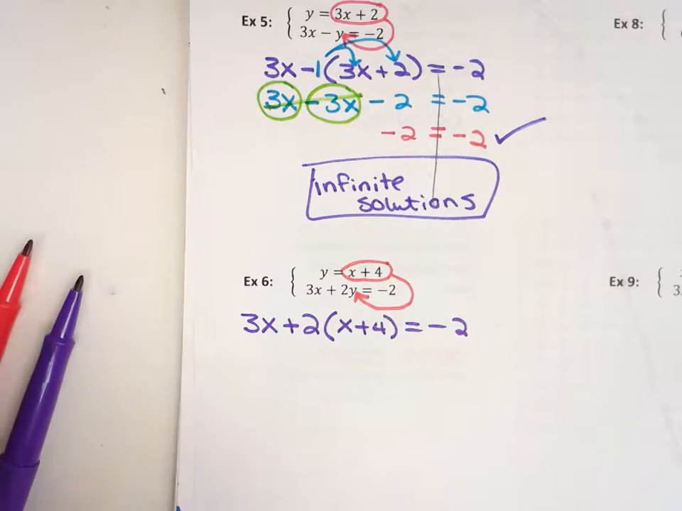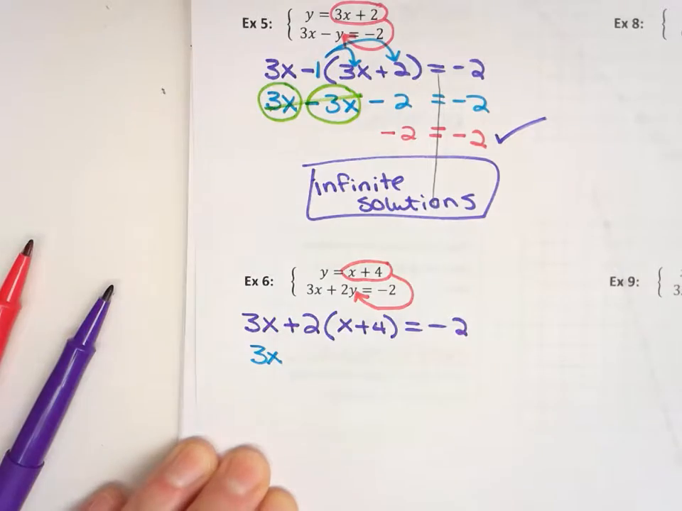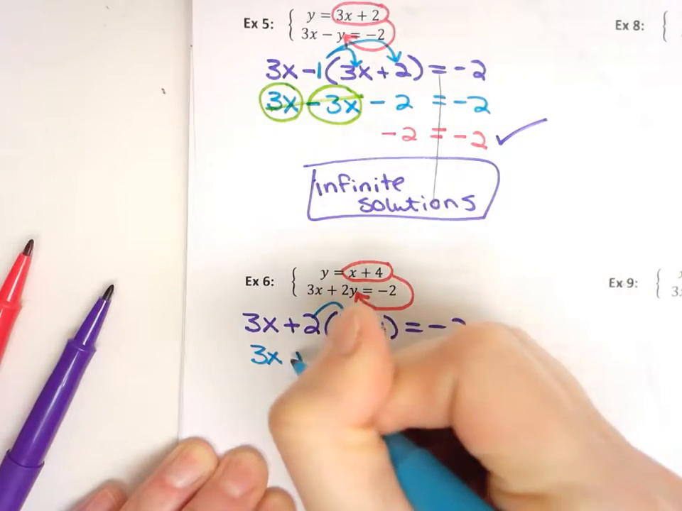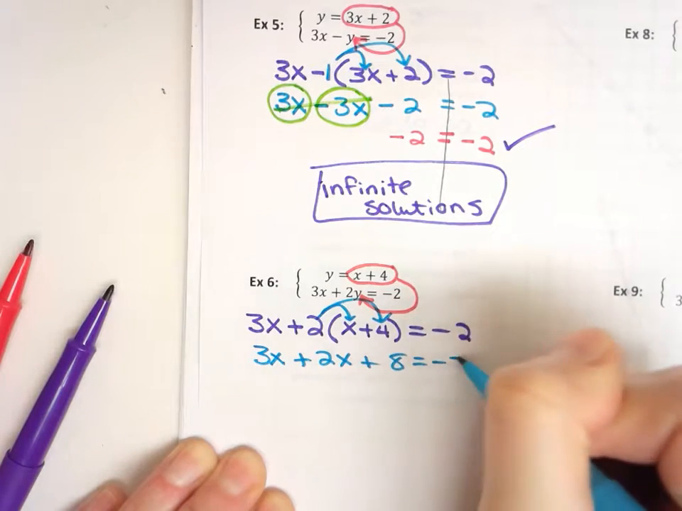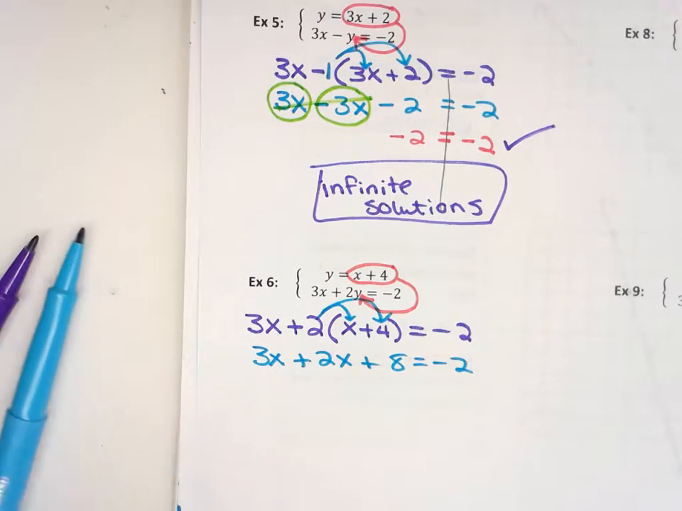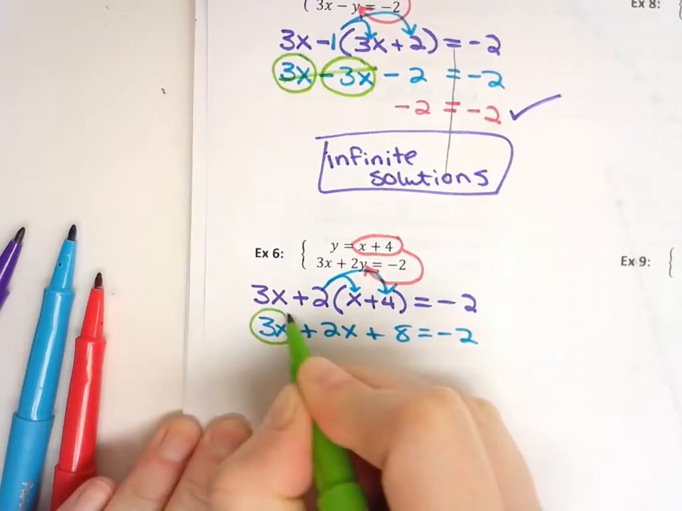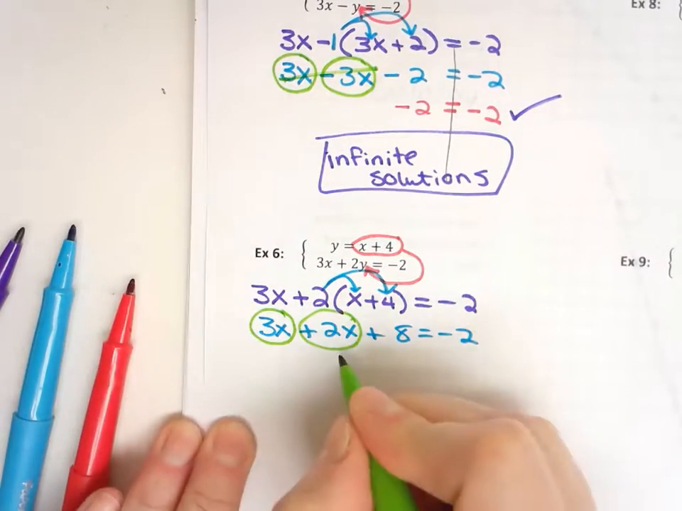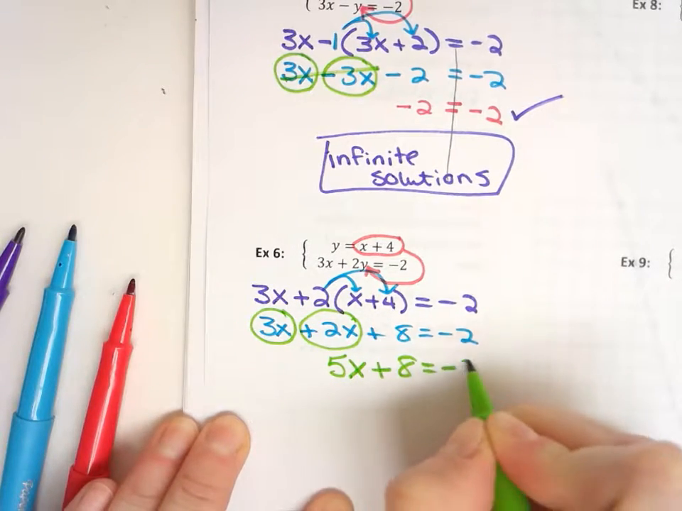Once I've plugged this in, the next thing I'm going to do is distribute. 3x is not touching parentheses, so it moves down. 2 times x is positive 2x, and 2 times 4 is positive 8. This is equal to negative 2. For my next step, I'm going to combine some like terms. I've got 3x's plus 2x's, which gives me 5x's. Everything else, I'm just going to move down.